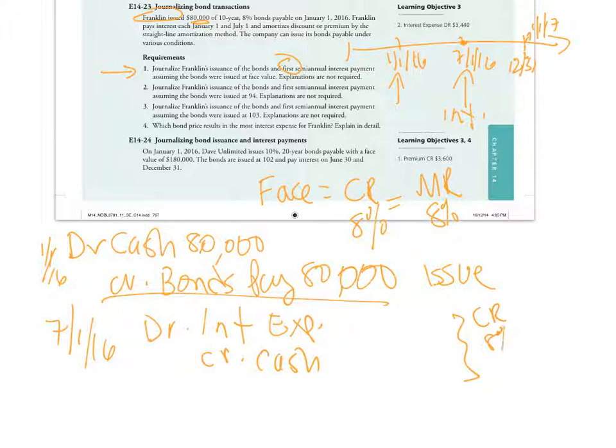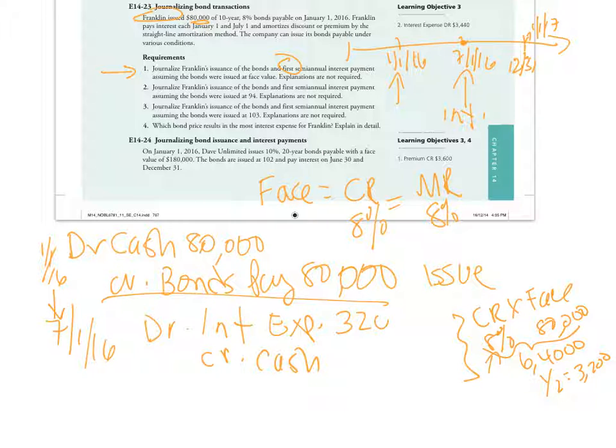Of 8% in this case times the face, or $80,000. Now, if you multiply this out, it should give you about $6,400 for the whole year, because these interest rates are always expressed on yearly terms. Now, this is only half a year. That means that this will also only be half of this amount, or $3,200. So that's how much we are going to be recognizing as expense and paying on 7/1.